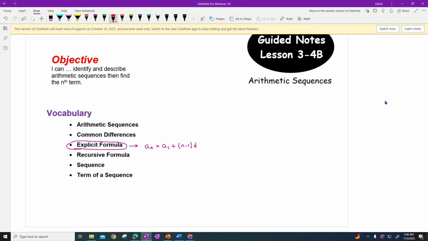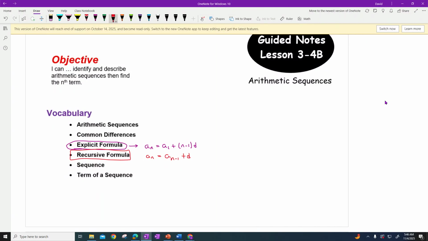Now the recursive one is our new one today, and it looks like this. It says a sub n equals a sub n minus 1. The n minus 1 is our subscript here. So it was in parentheses up here in the explicit formula, and now it's a subscript down here. And then we're going to say plus our d, whatever our difference is.